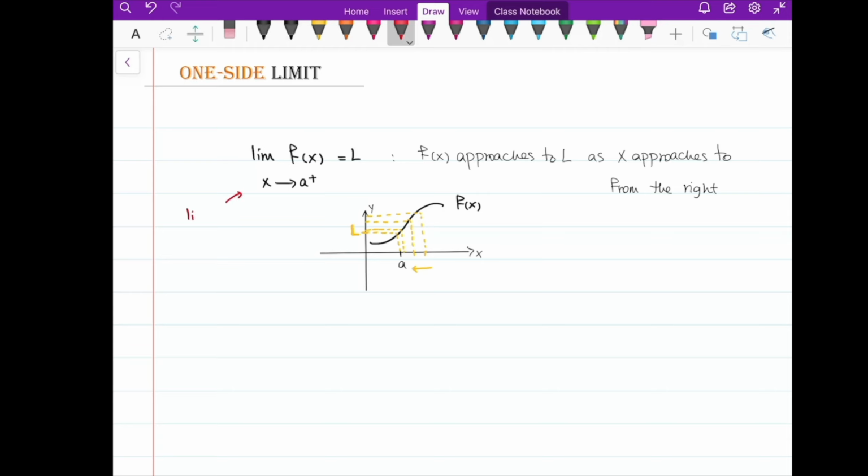This is called the limit from the right, or sometimes the right limit, as x approaches a from the right, from the values that are greater than a.